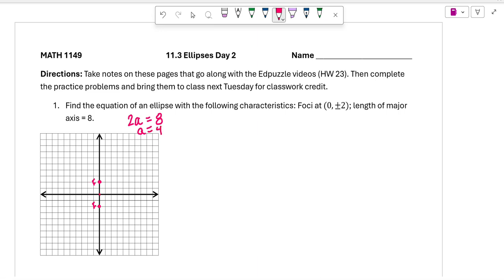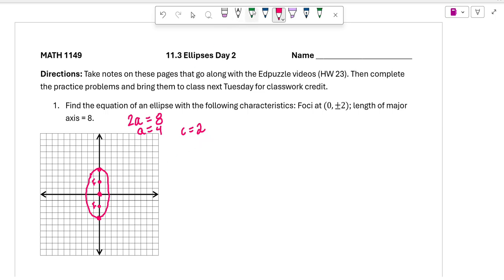So that means from the center, the foci are 2 away, and the end of the major axis, the vertices, are 4 away. Okay, so our ellipse looks something like this, but we don't know how wide it is. It might be a bit wider than that, but something like that in the vertical direction. So we've already determined we have a. The distance from center to focus is c. So we also know c is equal to 2.